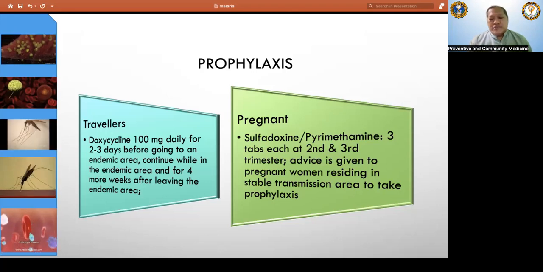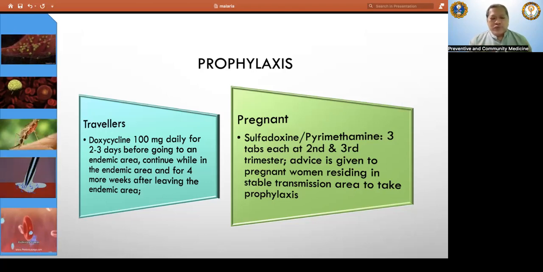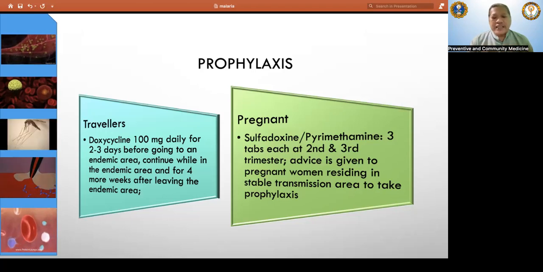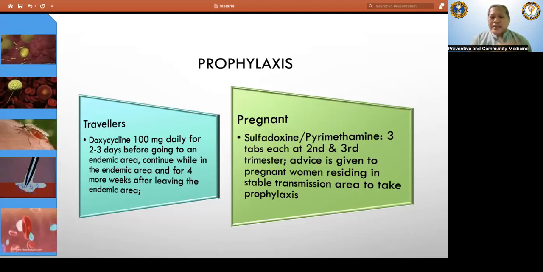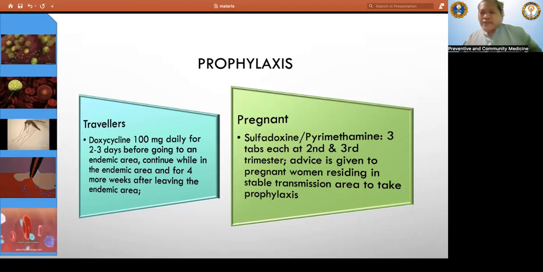And then what we expected happened. The patient died because the doctors in Makati Med do not know how to treat malaria. They do not see malaria every day.